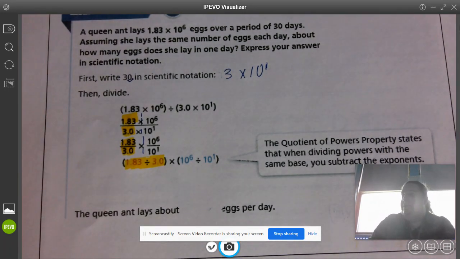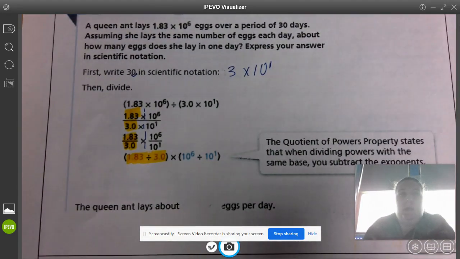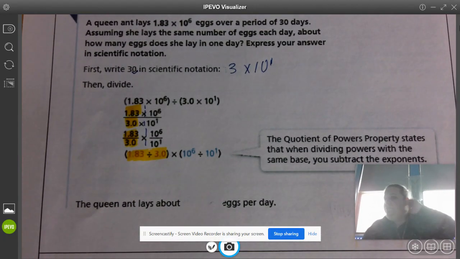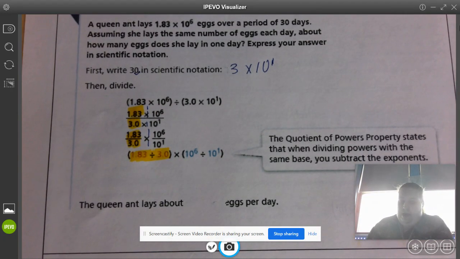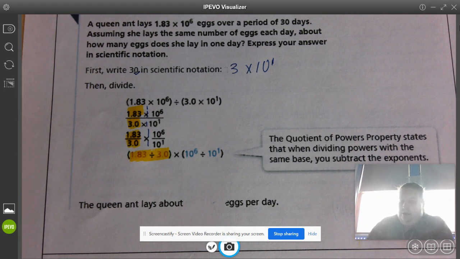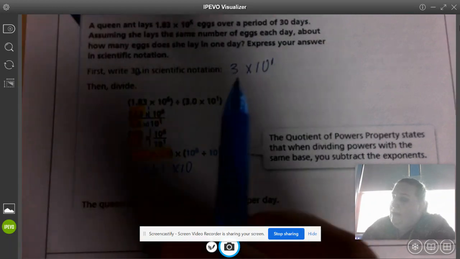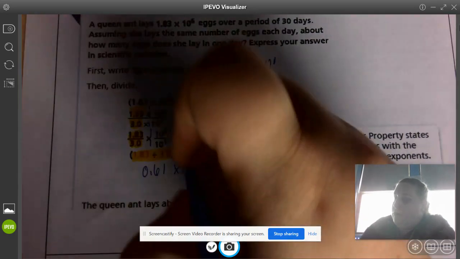Okay. So I'm going to actually divide 1.83 by 3. Okay. And then we use our quotient rule, which we learned in the previous part of our unit, to work with our exponents. So when I do 1.83 divided by 3, I get 0.61 times 10. Now, the quotient rule tells me that I keep the base, so in this case 10, and subtract the exponent. 6 minus 1 is 5.